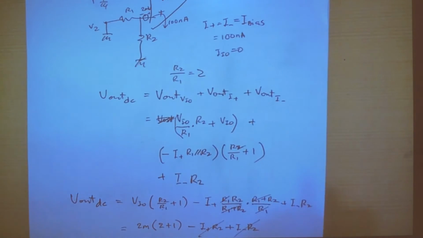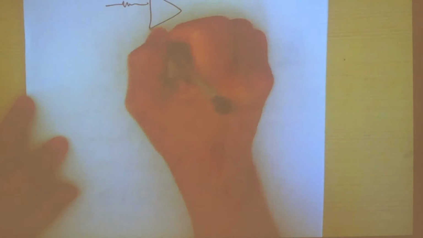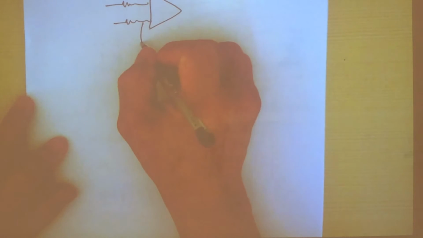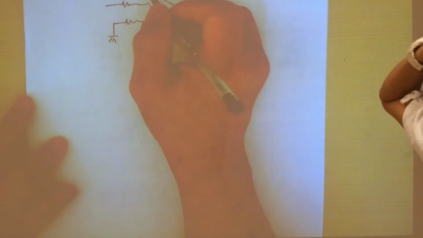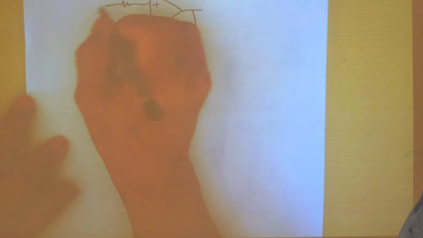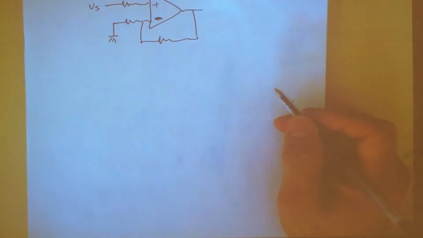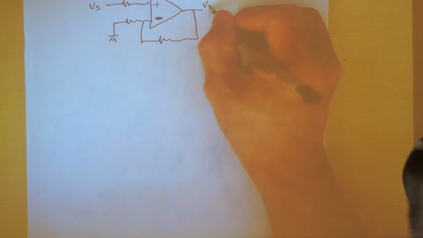Now let's take a look at question 2. So this is question 1. In question 2, we are given an op-amp that is non-inverting. And we have a resistor Rs connected to the non-inverting input through a source Vs. And we are asked to find out the voltage at the output, Vout, right?